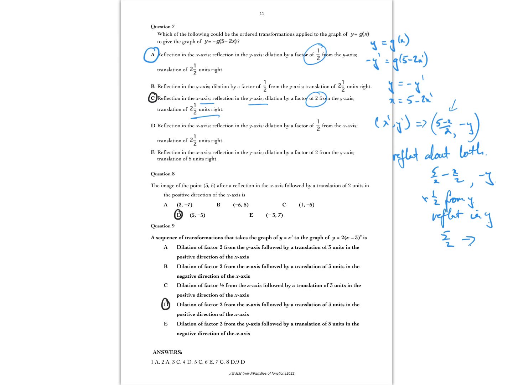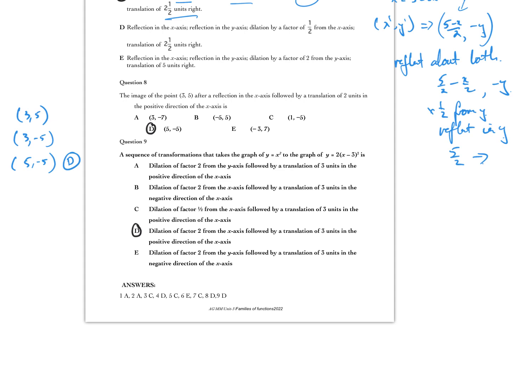Question 8, we've done a few of these. I'm going to start with the point 3, 5. I'm going to reflect it in the x-axis, which makes the y value negative. Then a translation of 2 units in the positive direction in the x, so we're going to add 2. Is this a repeat? It sounds like a repeat. 5, negative 5 is D.